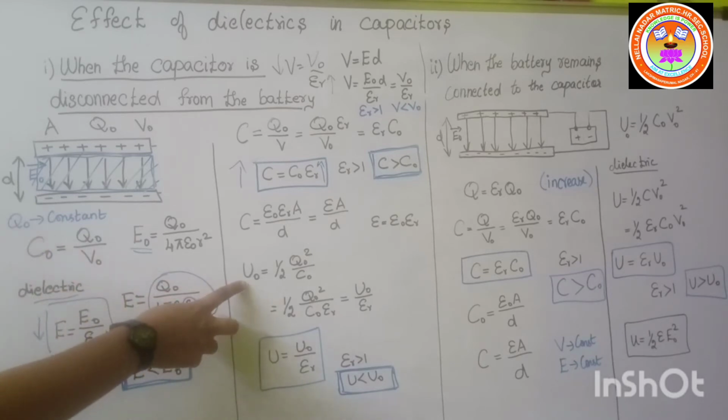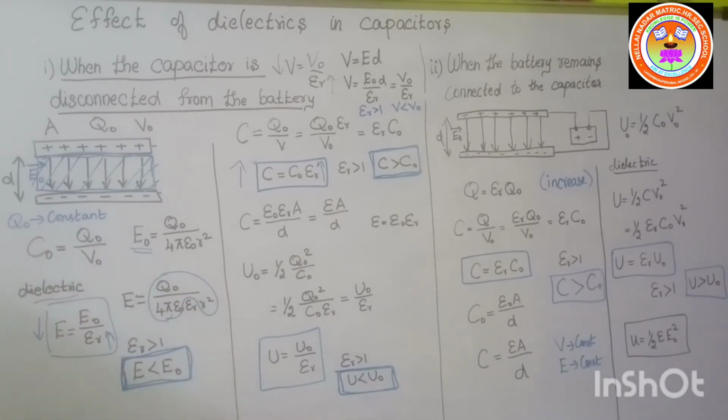So before placing, the capacitance is C naught and the charge is Q naught. You know the formula for energy stored from the previous class: U is equal to half Q square by C. In that formula, Q is taken as Q naught, so Q naught square divided by C naught.